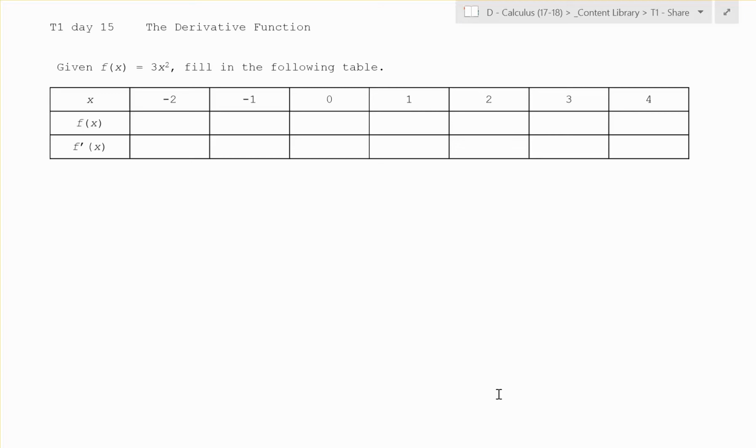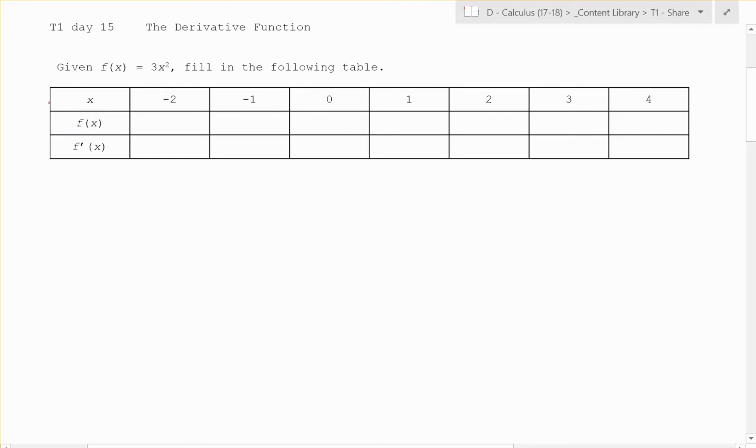Today we're going to work with the derivative function, but to get to working with the derivative function, we need to first fill in this table. There are a bunch of things that need to be filled in. The first one is sheerly the function f of x evaluated at all of these x values. So what happens to f of x, which is right here, when you plug in -2?